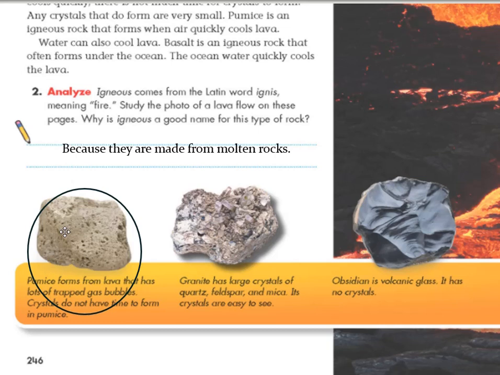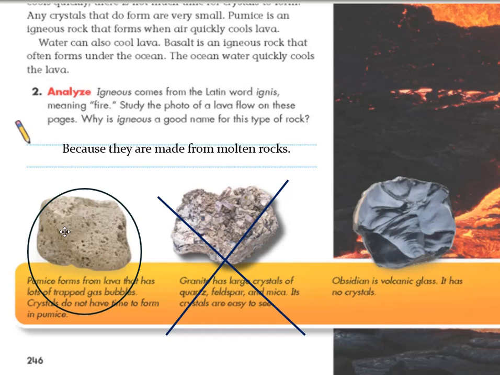Next one is granite. It has large crystals of quartz, feldspar, and mica. Its crystals are easy to see, so you can see them with your eyes very easily. So it has large crystals. So it formed fast or slow? Super, slow. So the crystals had time to form. The longer, the larger. Amazing.